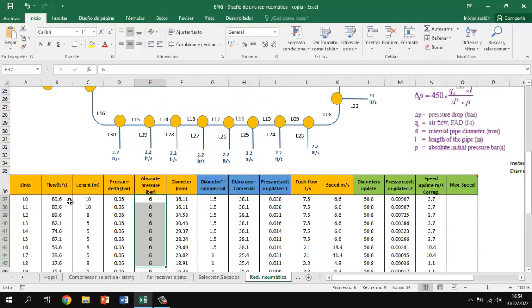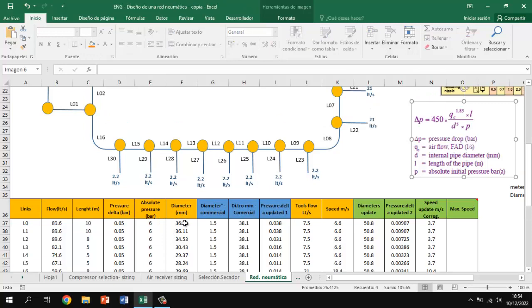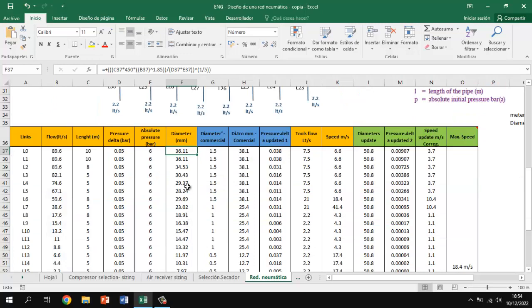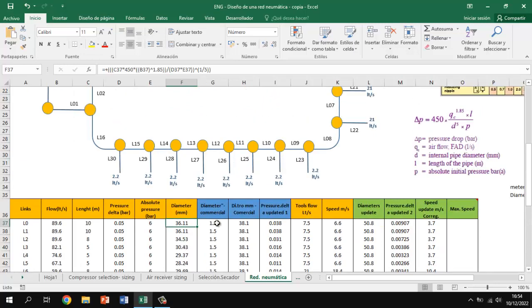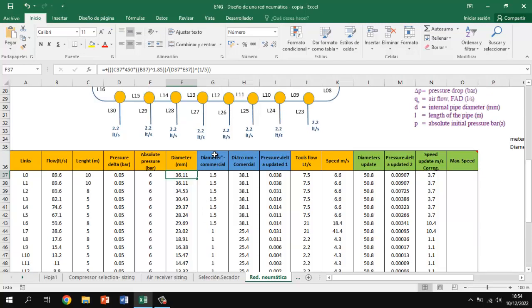So we have everything, and then we can calculate our diameter with this equation. In millimeters we have 36.11, and you continue like this until link 30. Now you need your commercial number. In this case it is 1.5, 1.5, 1.5, 1. I don't know how to say it, the immediate superior number. That's the commercial one.